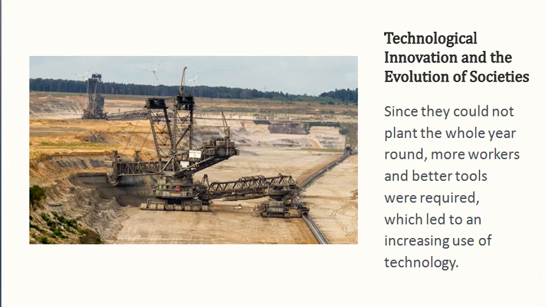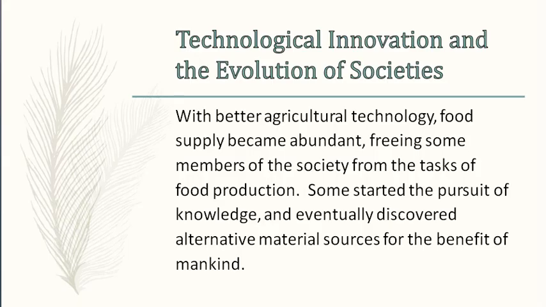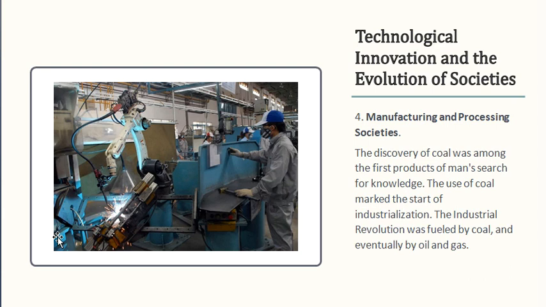Alright. So since they could not plant the whole year round, more workers and better tools were required, which led to an increasing use of technology. And with better agricultural technology, food supply became abundant, freeing some members of the society from the task of food production. So some started the pursuit of knowledge and eventually discovered alternative material sources for the benefit of mankind, which is the manufacturing and the processing society.